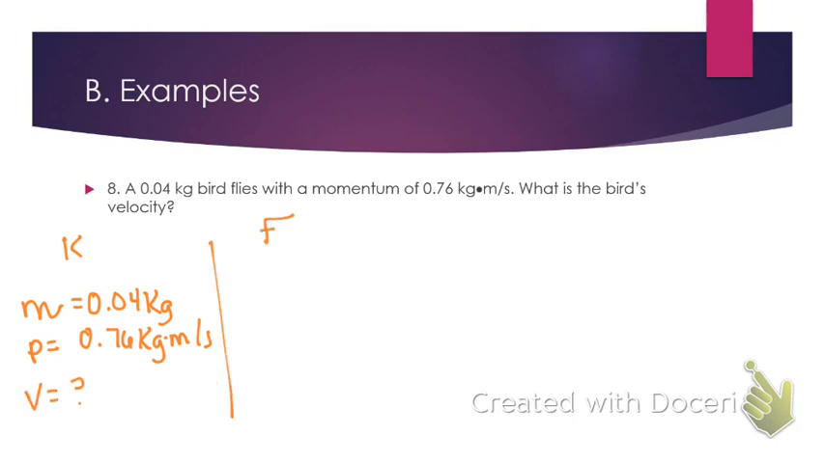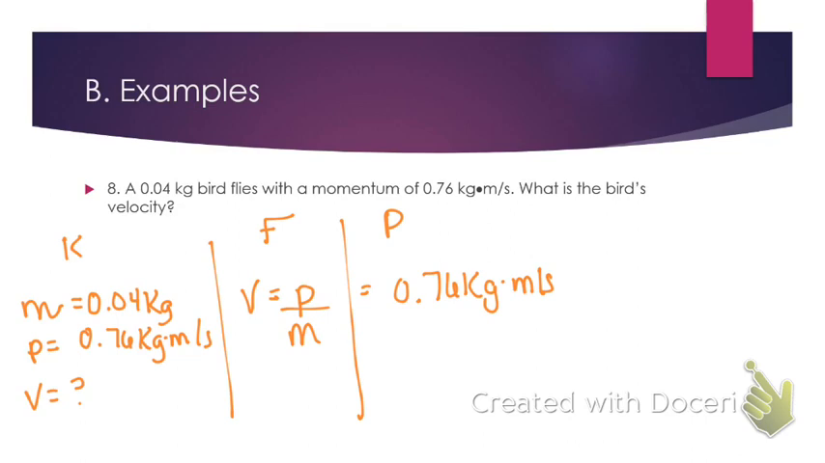So again, we can access our formula sheet. For velocity, you get V is the momentum divided by the object's mass. Go ahead and substitute in. So we can plug in 0.76 kilogram meter per second, and then we have a mass of 0.04 kilograms.